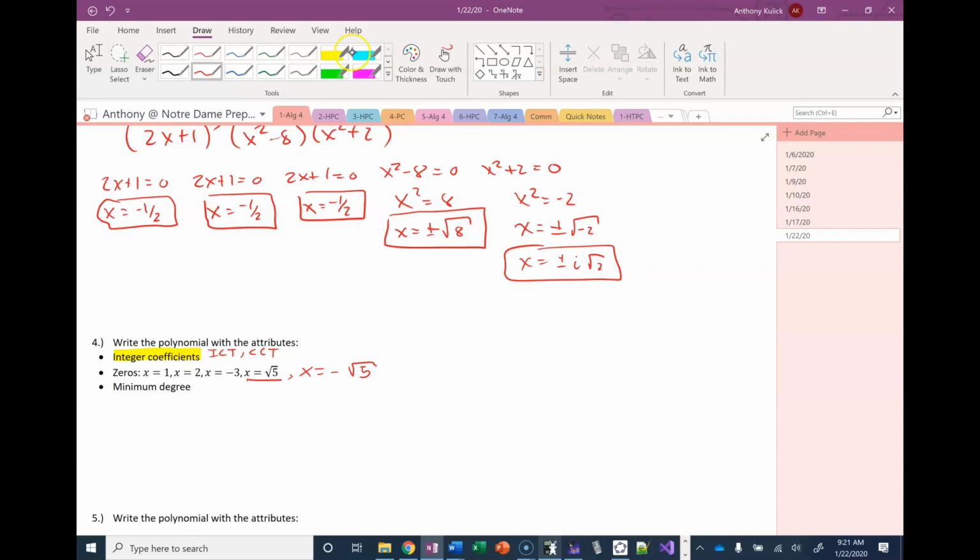Okay. Next thing I'm going to do is take each one of these solutions and convert it into a factor. So the solution x equals 1 turns into the factor x minus 1. The solution x equals 2 turns into the factor x minus 2. The solution x equals negative 3 turns into the factor x plus 3, etc. Everybody okay there?